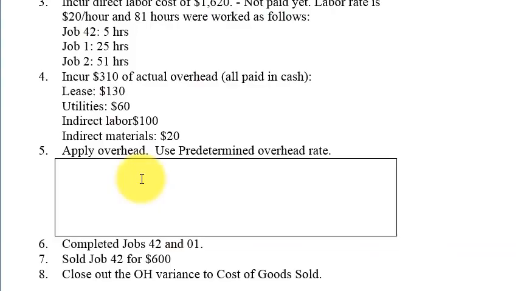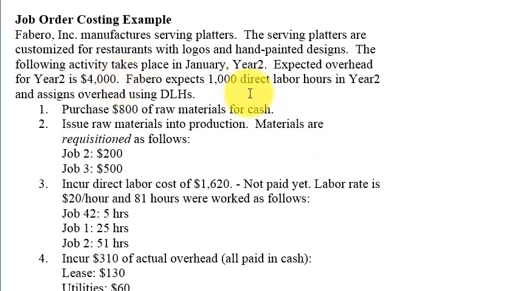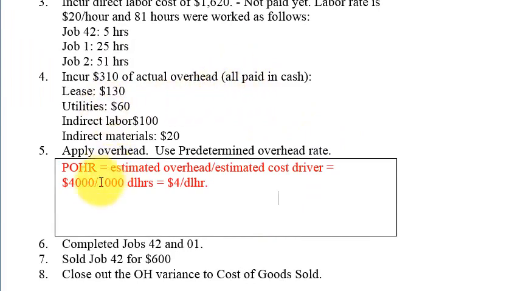And we do that here in transaction number 5. So transaction number 5 says apply overhead. Use the predetermined overhead rate. Well, do you remember how we said we were going to calculate that predetermined overhead rate? It's always your estimated overhead, usually for a year, divided by your estimated cost driver for that year. Our cost driver is direct labor hours. So we're going to divide $4,000 of estimated overhead from up here by 1,000 estimated direct labor hours. And as I think we said earlier, our predetermined overhead rate turns out to be $4 an hour.